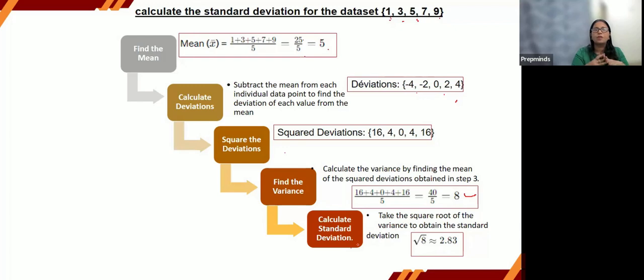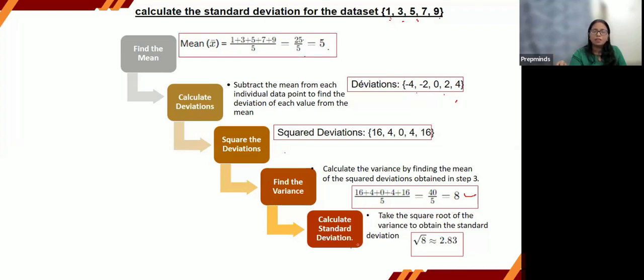So I hope this is clear how to figure out the standard deviation. First step is find the mean. Second step is calculate the deviation of each of the numbers from the mean of the set. Third step is square the deviations, right? Next step is find the variance by taking the average of the squared deviations, right?